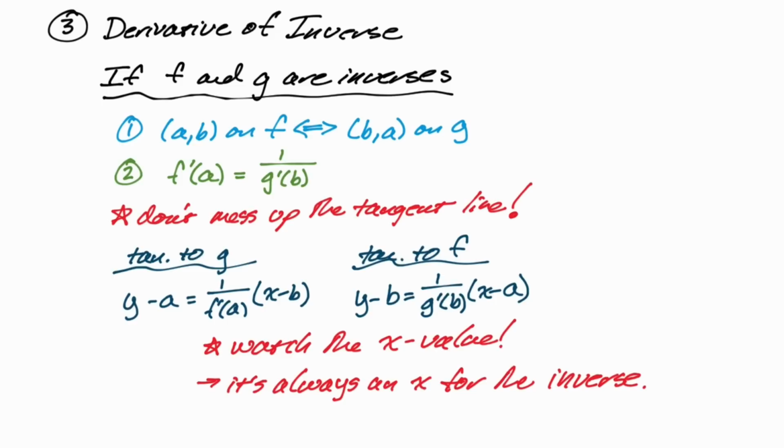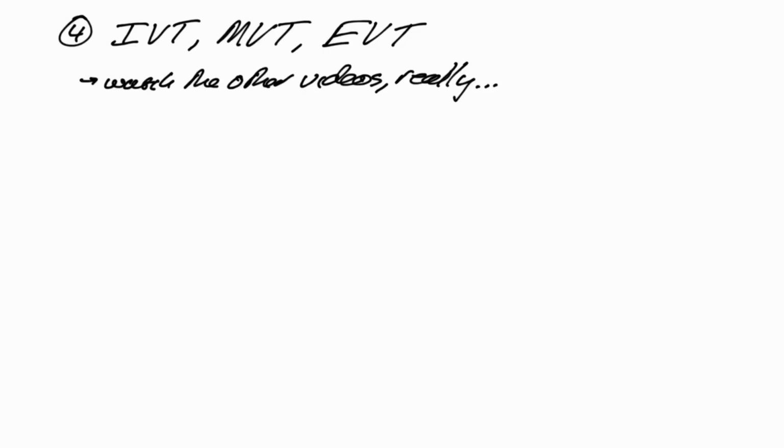All right, let's take a look at the next topic, which is IVT, MVT, and EVT, rather the value theorems, right? You got intermediate value, mean value theorem, extreme value theorem. They're all important. I would say EVT is probably the lesser important. I already have a really good video on this, so I'm not going to rehash everything. You should just check out that video. I'll put a link in the description.